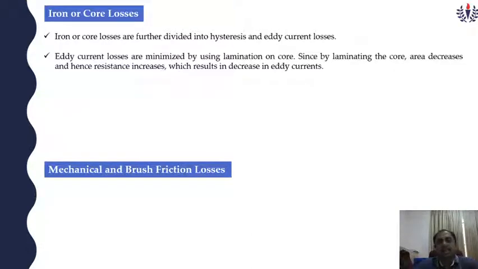Eddy current losses are minimized by using laminated iron core, since by laminating the core, the area decreases and hence resistance increases, which results in decrease in eddy current. Okay, again I will explain. Eddy current losses are minimized by using lamination on the core. Core means stator core. Since by laminating the stator core, the area of the core decreases and the resistance increases, which results in decrease in eddy current.